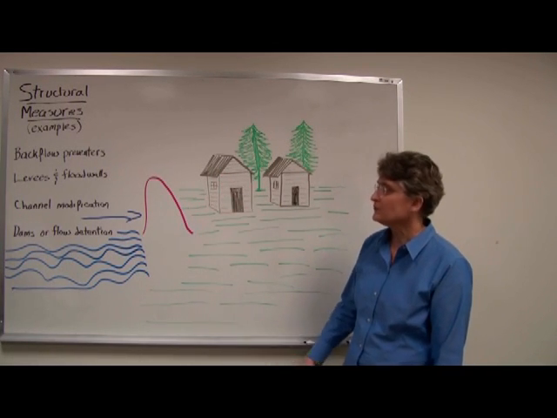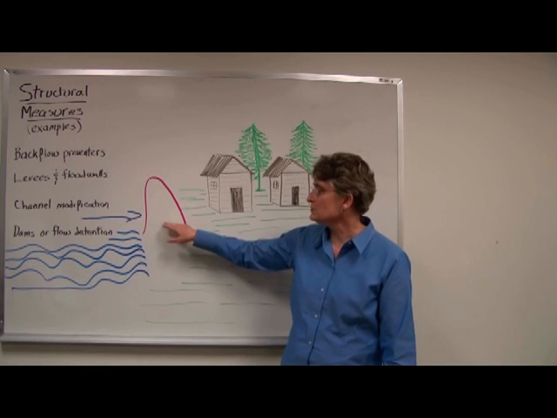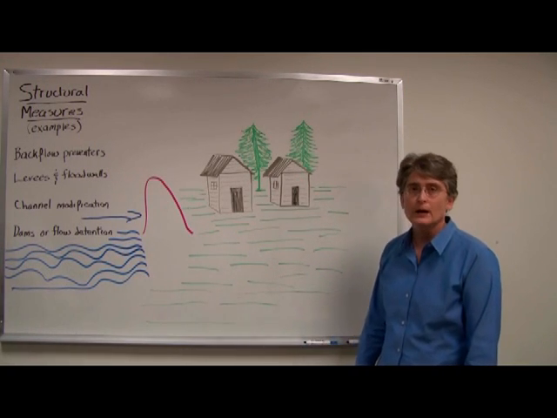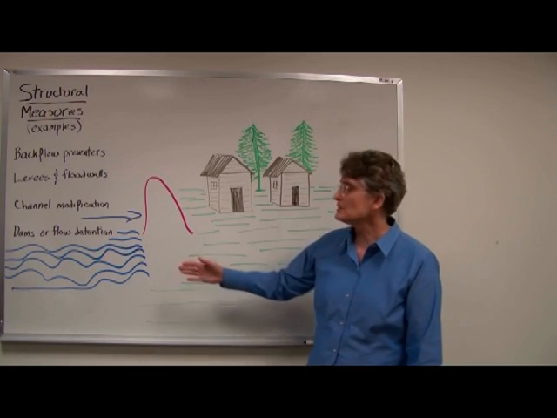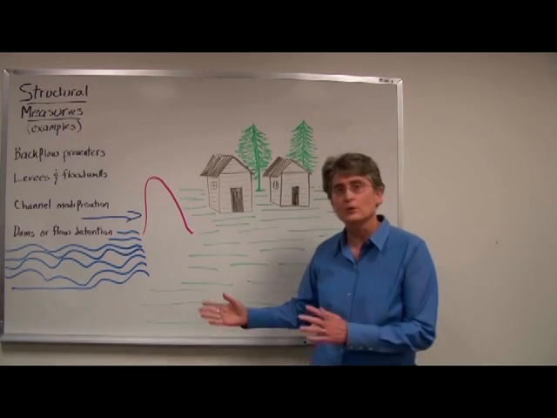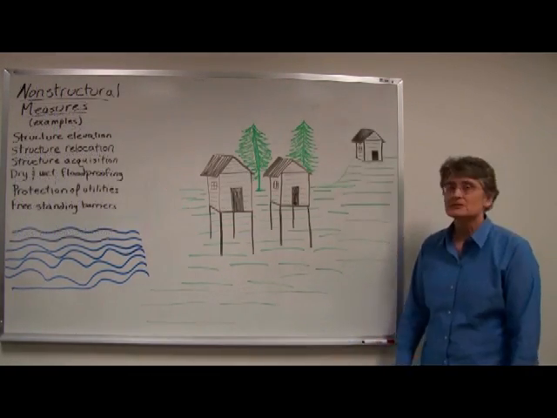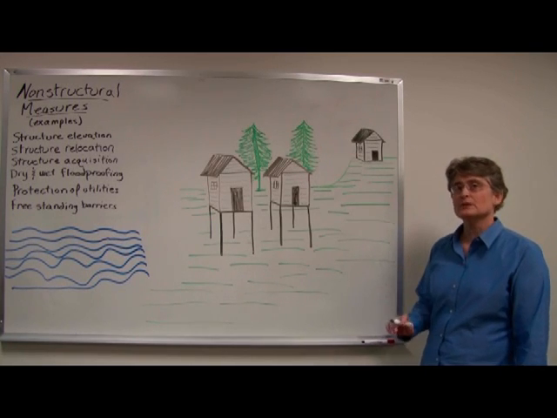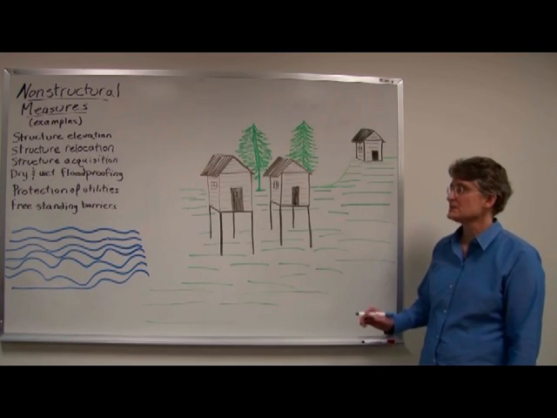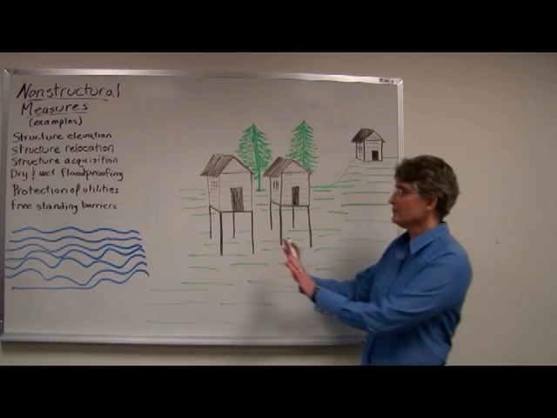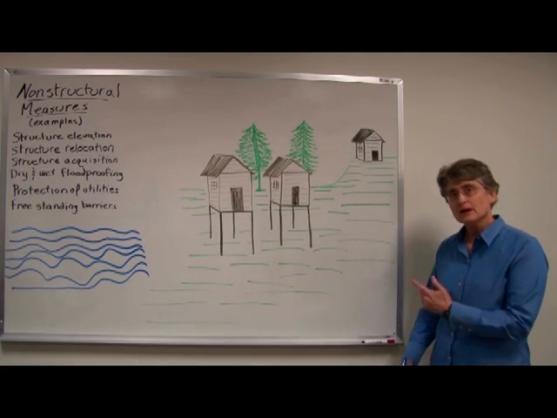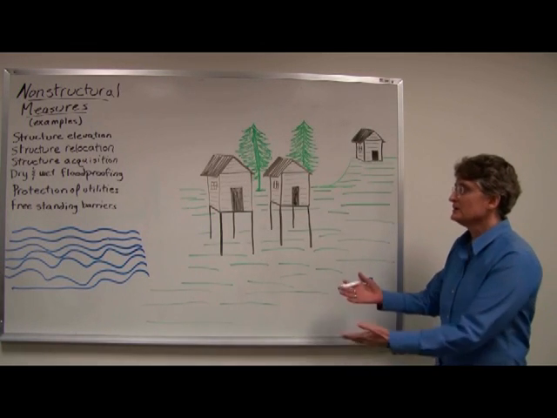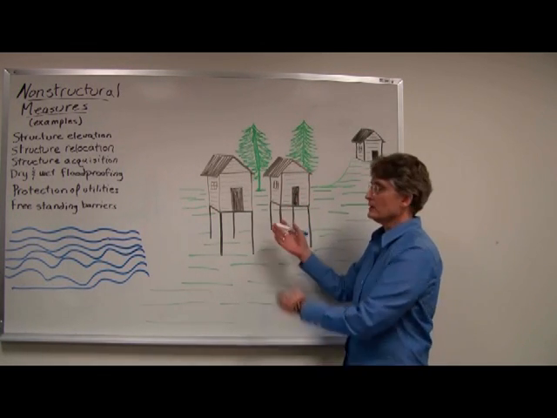You can also have a flood wall, which is similar to a levee. You can modify the channel in some cases. And you can also come up with some kinds of detention for flow or dams. Okay, so the structural measures we just discussed are designed to keep the water away from you, away from the structures. On the other hand, non-structural measures are designed to keep you out of the water.